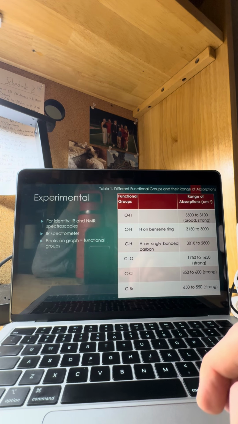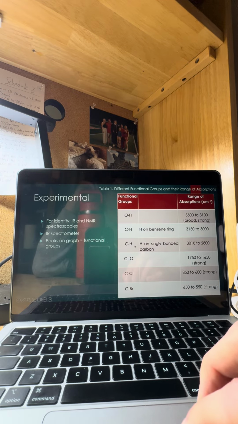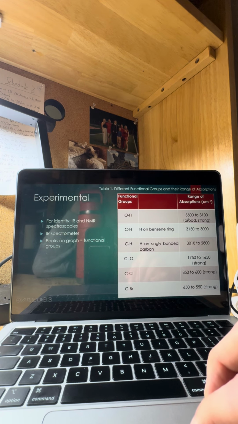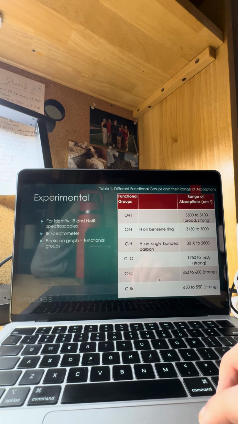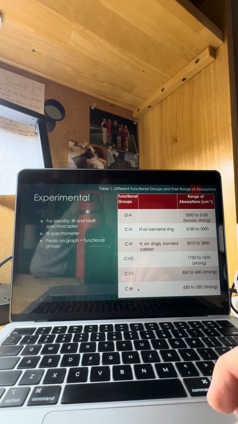For the IR spectrometer, the peaks on the graph correlate to functional groups. And so in table 1, there are different functional groups shown that could be in our contaminant compound. And the range of absorptions here, if the peak is within that range of absorption, then that functional group will be present. C-Cl and C-Br are a bit different because if the peak is present in that range, it still isn't enough evidence to show that that is actually present in it. So those two are a little bit different.